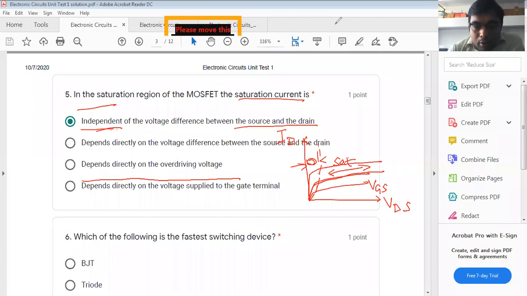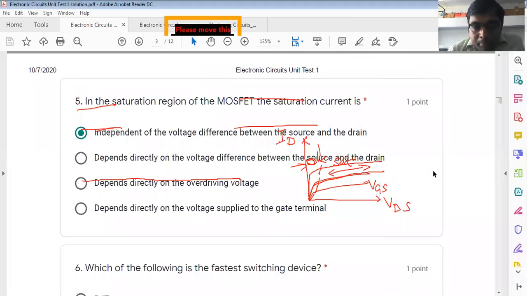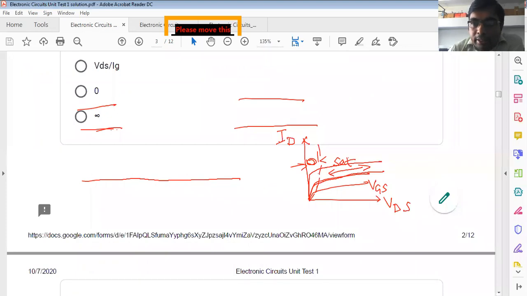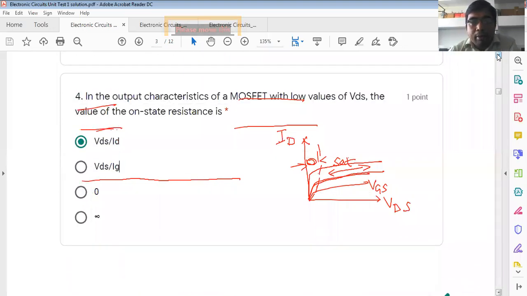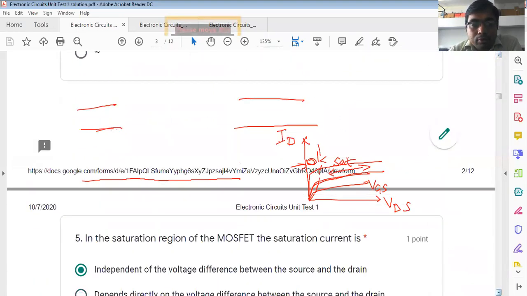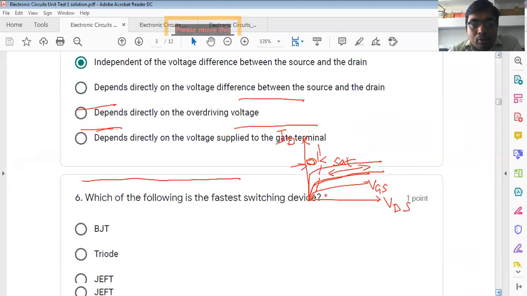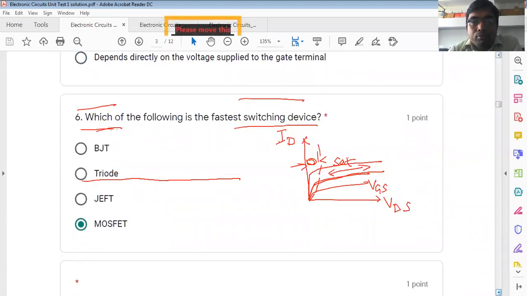Okay. Now, if you see the next question in this MCQ, the next question is based on the MOSFET again. We have already taken the fourth question, so now the sixth question.